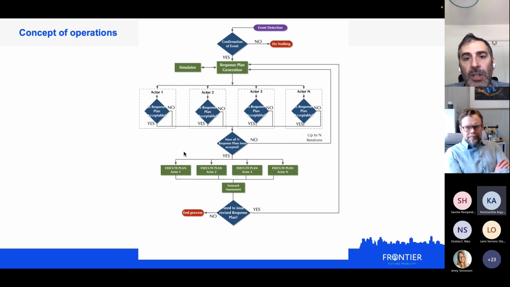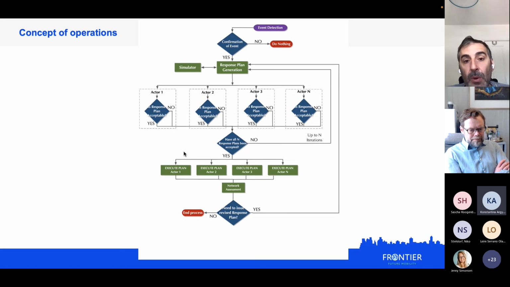And then we tried to present the concept of operations that we have and identify how that looks and how that may help in network management. This is a very condensed version of the concept of operations, split into three main stages. The first one is the incident detection and the confirmation of the incident, so all stakeholders are happy that yes, an incident is actually taking place at the moment.